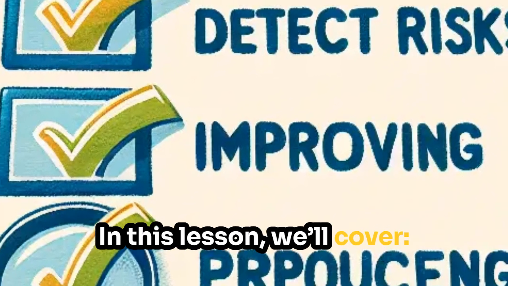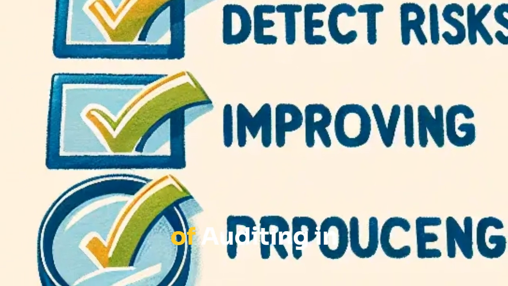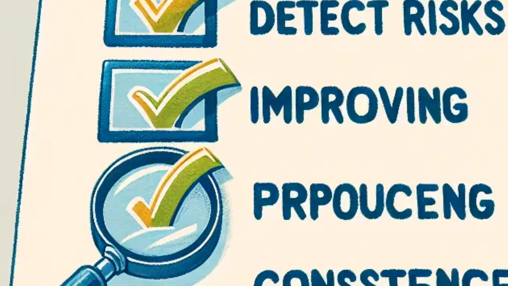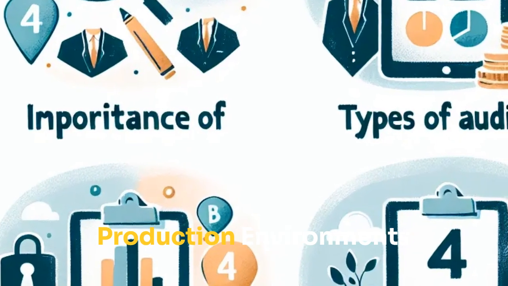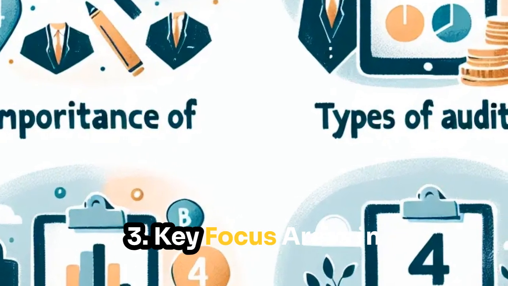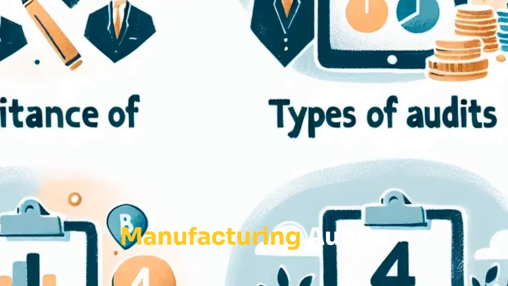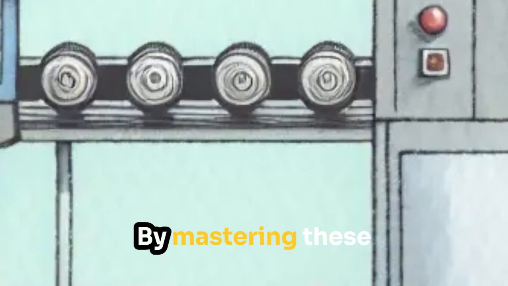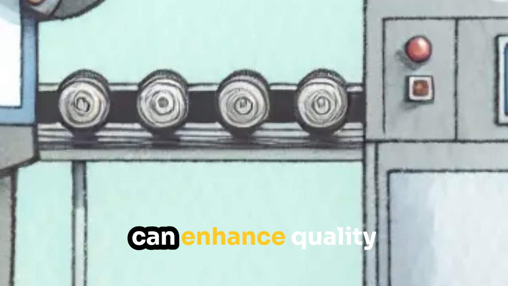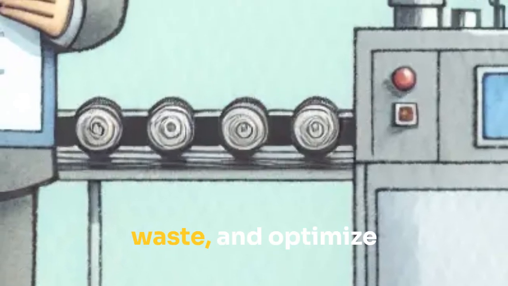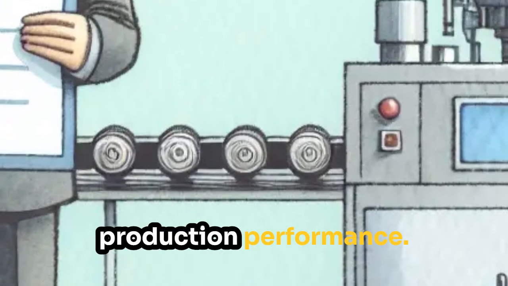In this lesson, we'll cover: 1. The importance of auditing in manufacturing. 2. Types of audits in production environments. 3. Key focus areas in manufacturing audits. 4. Best practices for effective manufacturing audits. By mastering these principles, auditors can enhance quality control, reduce waste, and optimize production performance.